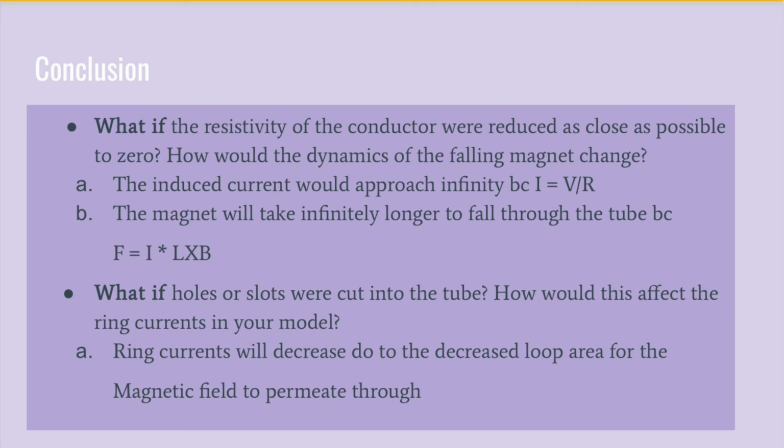In conclusion, I can now say that if the resistivity of the conductor were reduced as close as possible to 0, it would cause the induced current to approach infinity because I equals V over R. The magnet would then take infinitely longer to fall through the tube because of the equation below. If there were holes or slots cut into the tube, that would affect the current because the ring currents would decrease due to the decreased loop area for the magnetic field to permeate through.